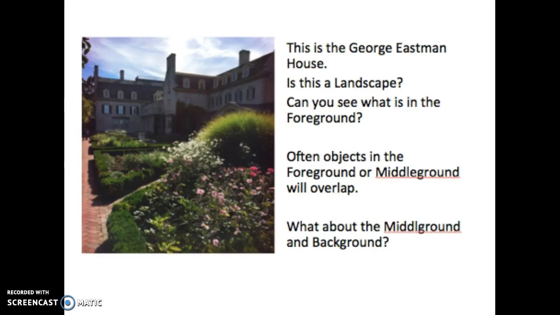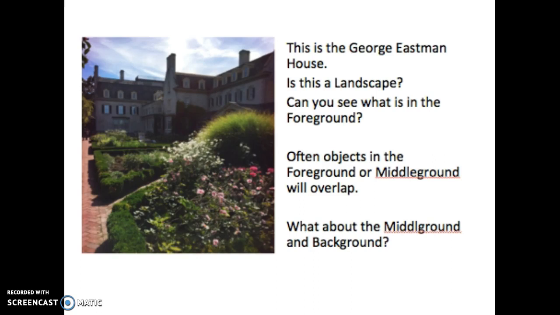This photograph is of the George Eastman House. Is this a landscape? Yes, it is a landscape. Can you see what's in the foreground? Often objects in the foreground or middle ground will overlap. What about the middle ground and background? What do you see there?